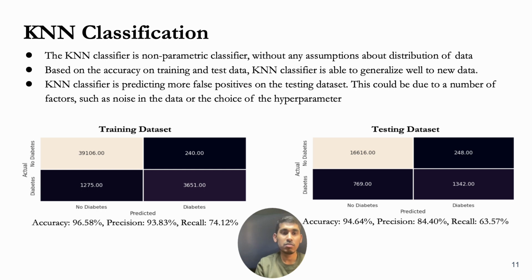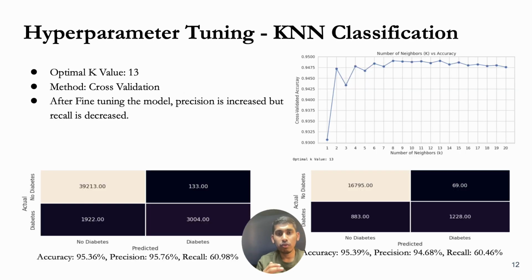KNN classification is a simple and effective algorithm that is known for its robustness to data with outliers. When it comes to our model, it has high accuracy and recall on the training and testing dataset, but we can note that the model has a relatively high false negative rate. Almost 25% of cases are false negatives. So we need to fine tune our KNN classification model.